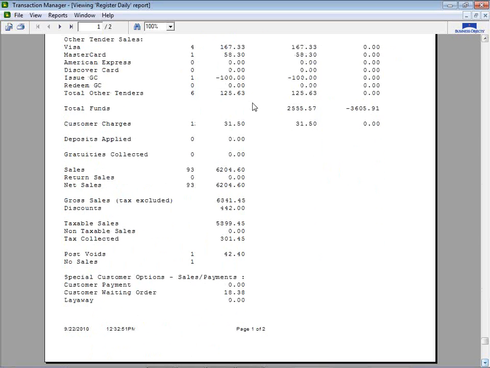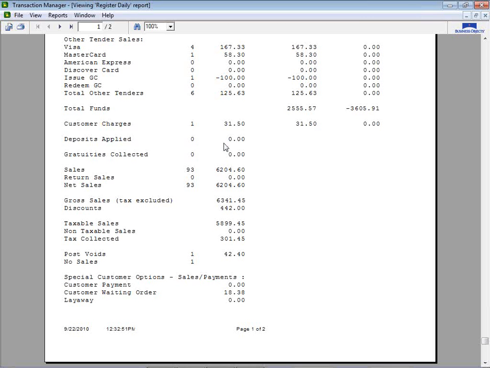Okay, we have some more information here besides the tender types. A special line for deposits applied. Where does that come from? Okay, I mentioned, for example, we take layaways. So somebody comes in, they do a layaway for $100. They give us a $20 deposit and need to come back to us and pay us the rest of the amount over time.